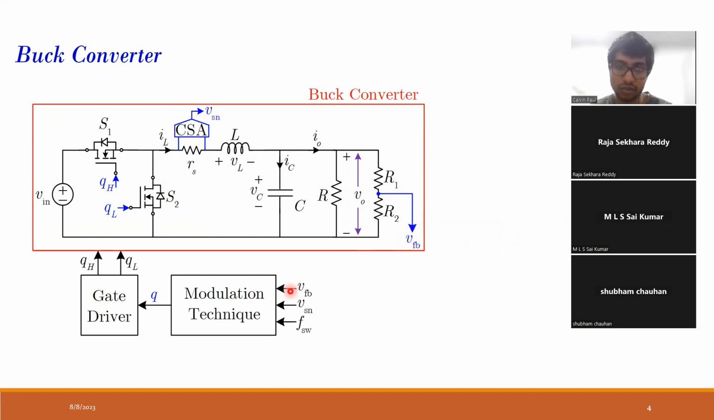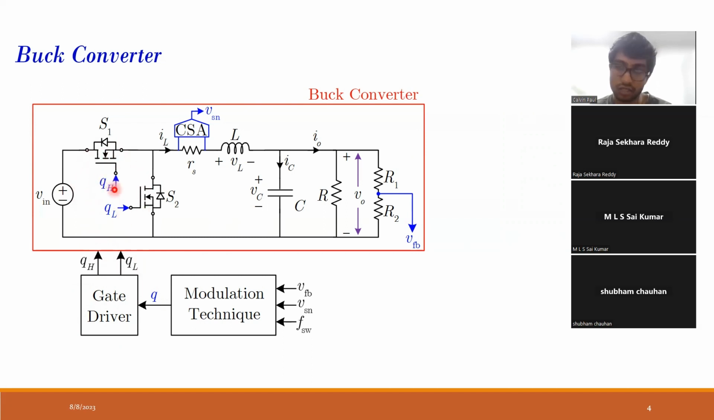So this feedback signal goes over here. The sensed inductor current comes over here. Then the switching frequency, all this will be used for the modulation technique to generate the respective gate signal Q, and that will go via the gate driver, which will generate the signal to drive this MOSFET and this MOSFET. QH and QL will be complementary to each other, and a suitable dead time has to be inserted so that there will not be a shoot through.